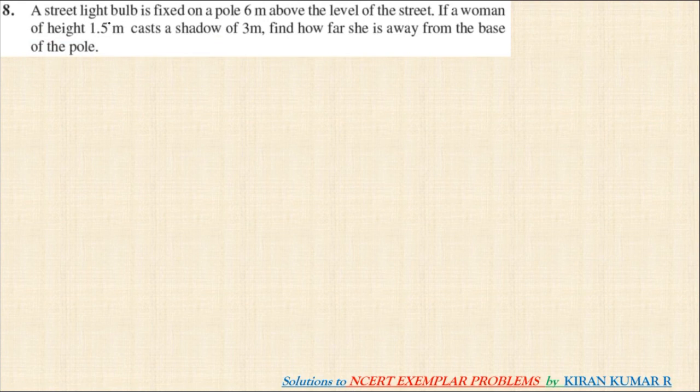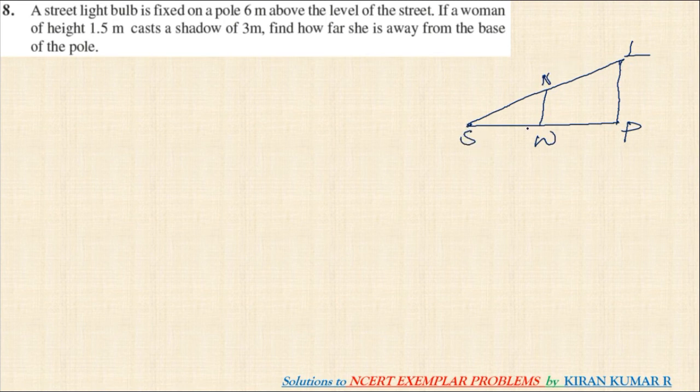Next question is, a street light bulb is fixed on a pole 6 meters above the level of the street. If a woman of height 1.5 meter casts a shadow 3 meter, find how far she is away from the base of the pole. I will represent this situation using the figure. Let me mention the pole as PL and the woman as say WN, and she is casting a shadow at point S. So 3 meter is the length of the shadow, 1.5 meter is the height of the woman, 6 meter is the pole. How far is she away from the pole? We need to find this particular distance.